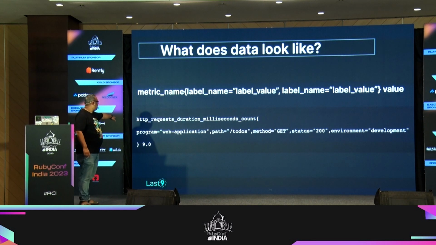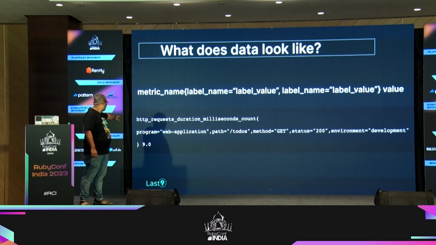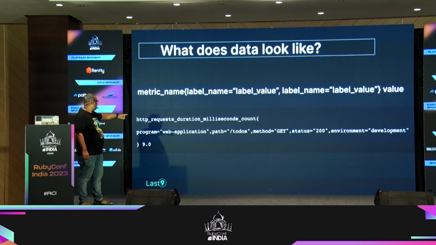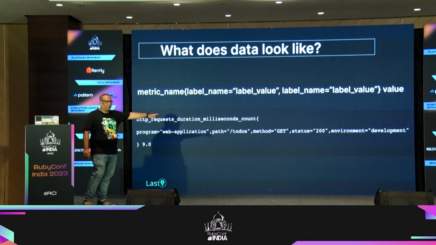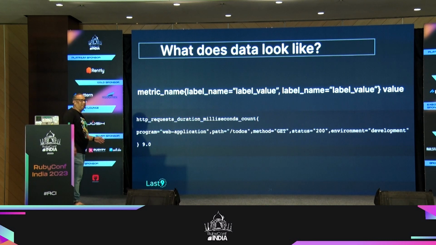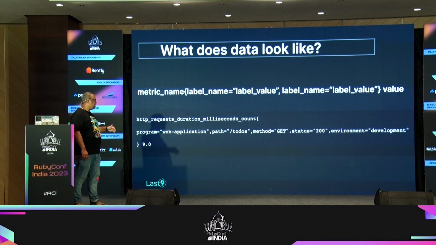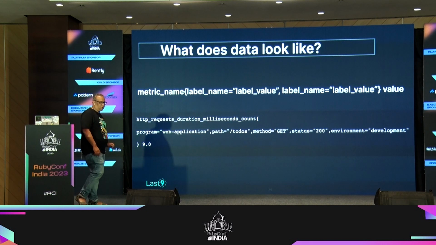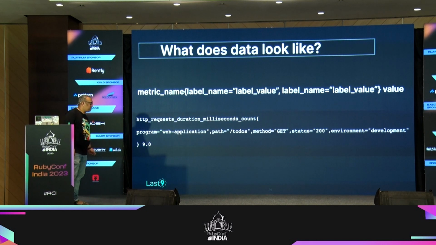For example, this is a metric that is actually generated. It is http_request_duration_milliseconds_count. This is the name of the metric. Now I have labels such as program, path, method, status, environment. Think of these as label sets that you can control when you are instrumenting your applications. An APM just assumes basic things and gives them to you. But tomorrow you have control, so it can suit any of your requirements when you're trying to do your own monitoring. And of course, 9.0 is just the value.